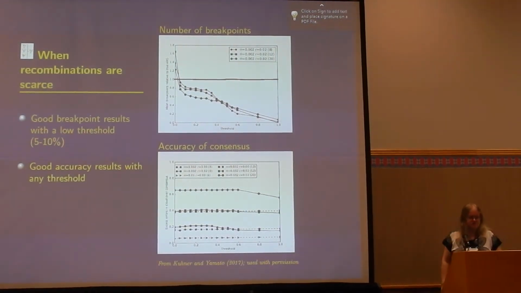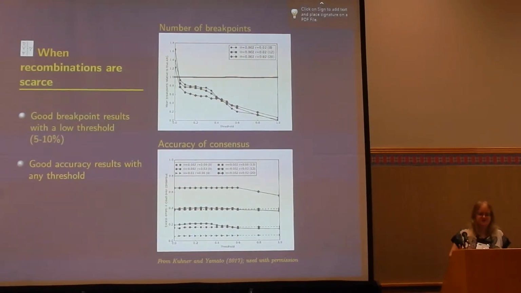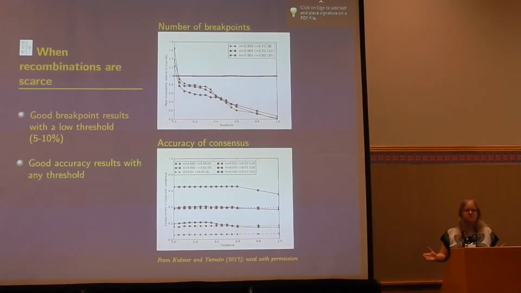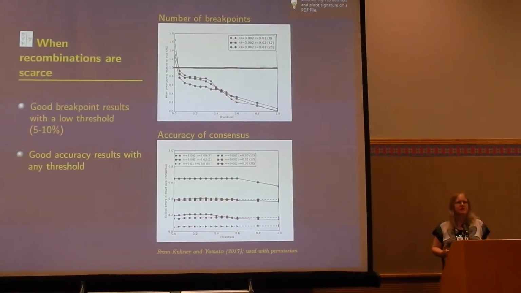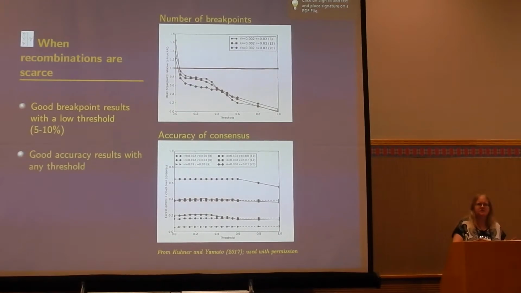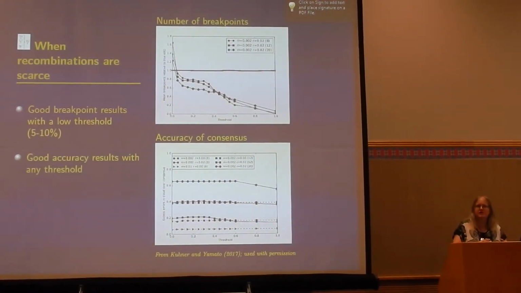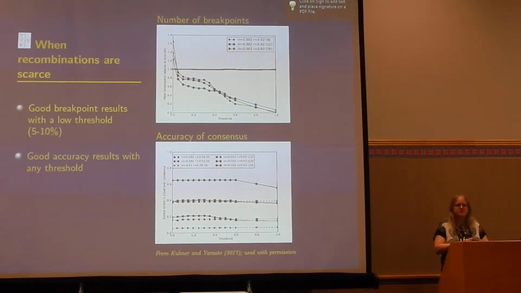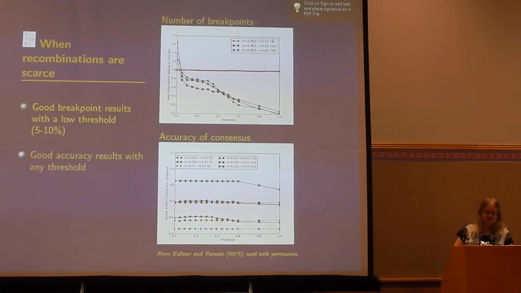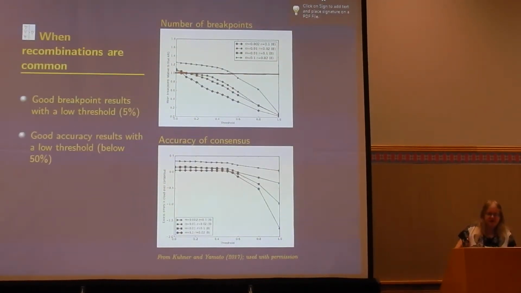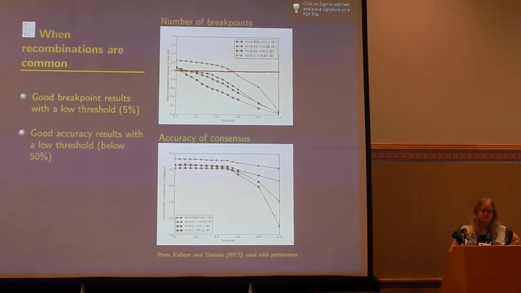So when recombinations are scarce, you get a good count of breakpoints when the threshold is pretty low, about 5 to 10%, and your accuracy is good with any threshold. You get consensus that is closer to the truth than a random member of the cloud, which is gratifying. So the consensus is extracting information from the cloud about the true underlying ARG that the data were simulated on. It's presenting to you, and it's better than picking a random member out of the cloud as a representation. And that was gratifying.